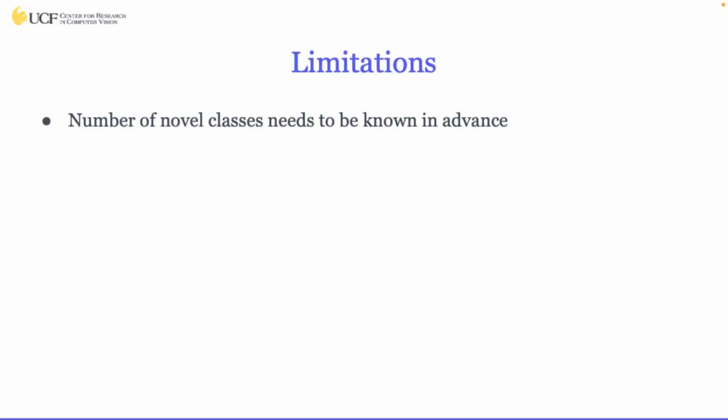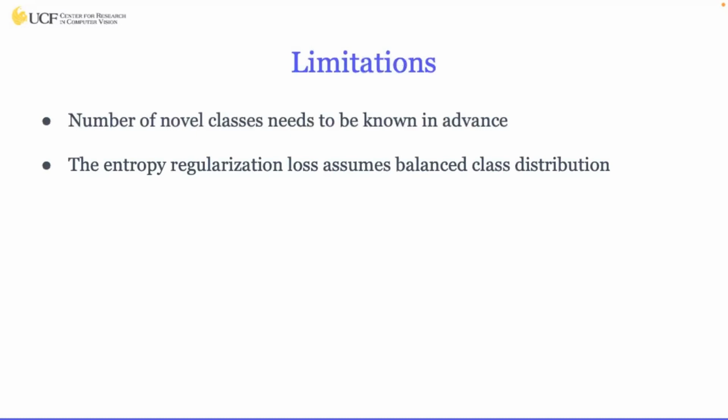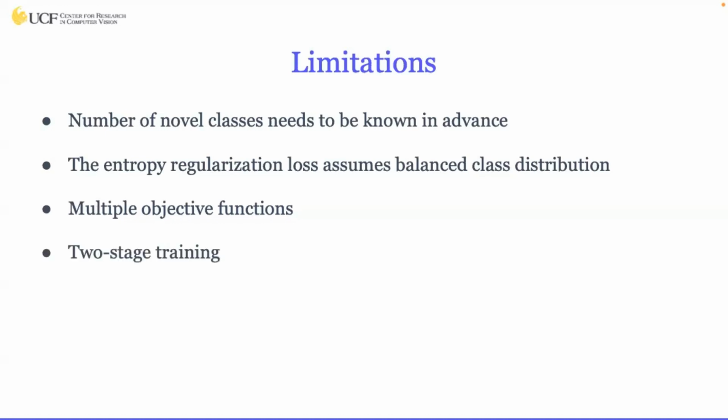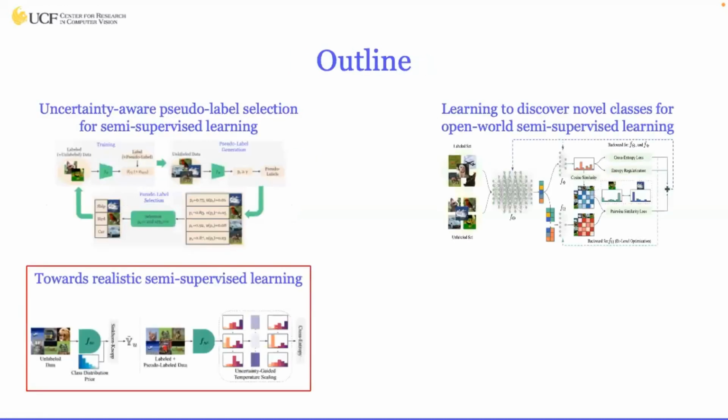However, this work has some limitations. One of the major limitations is that the number of novel classes in this work needs to be known in advance. Also, the entropy regularization loss, which we use to avoid degenerate solutions, assumes the underlying distribution of the data is balanced or uniform. Also, this solution has multiple objective functions, and the training has 2 stages. We introduce our third work, which is towards realistic semi-supervised learning, to address these limitations.